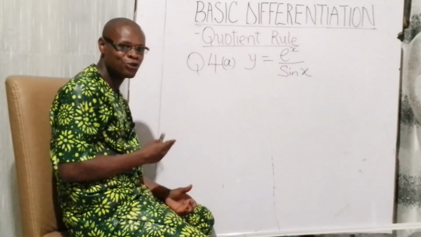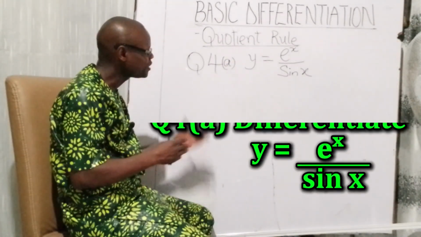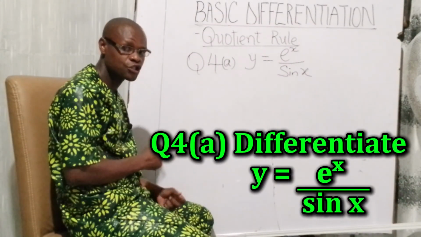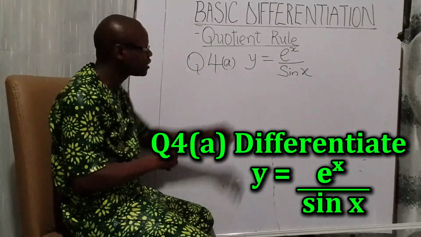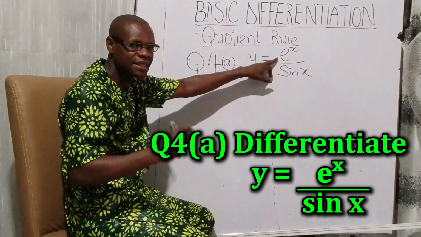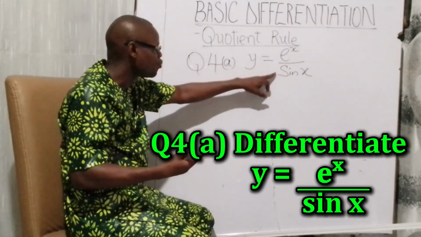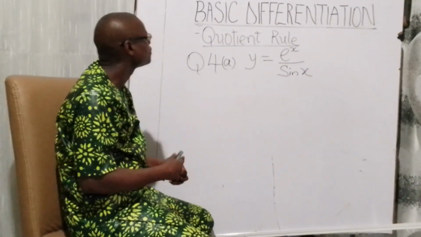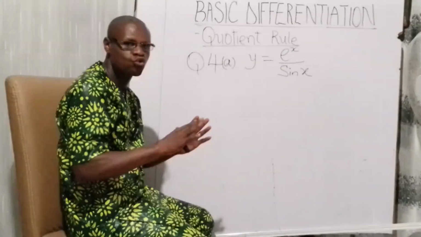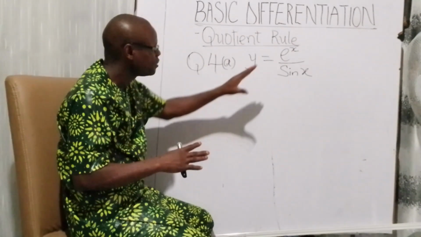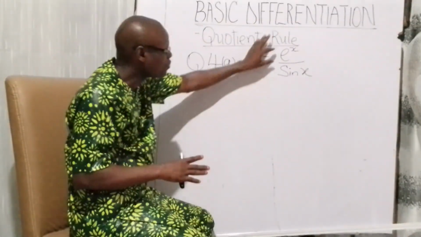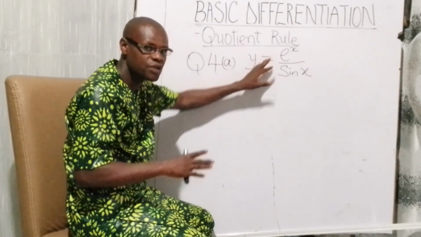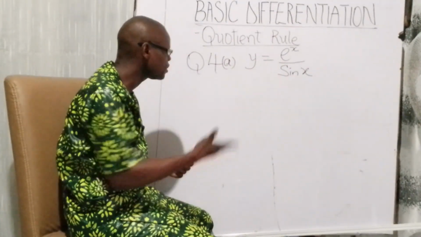Now, let's move on to question 4a, which happens to be very similar to question 1c that we just solved, except that here our numerator is an exponential function, while the denominator remains a trig function. But we are still going to use the quotient rule because this is a function where one expression is being used to divide another expression. Let's see how to apply that.